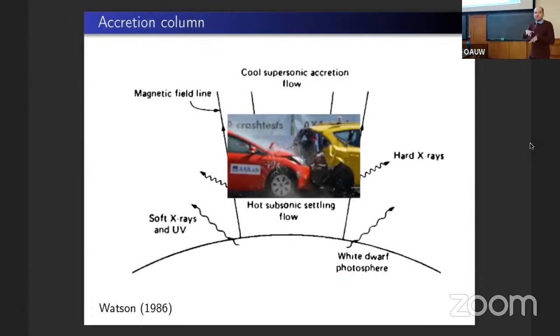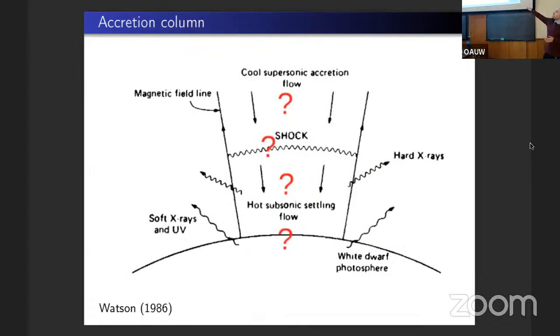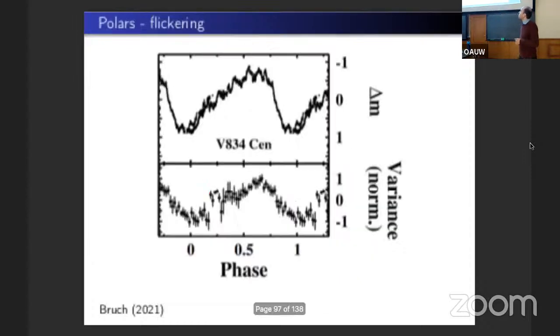And we have a shock in between this fast matter and slowing down matter. They collide, and this creates a shock. So this is also a pretty stochastic process. So all these things, except maybe the cool supersonic accretion flow, can be a source of flickering, because out there we can imagine stochastic processes going on that give pretty big amplitude. So these are our educated guesses where the flickering can originate from in polars.